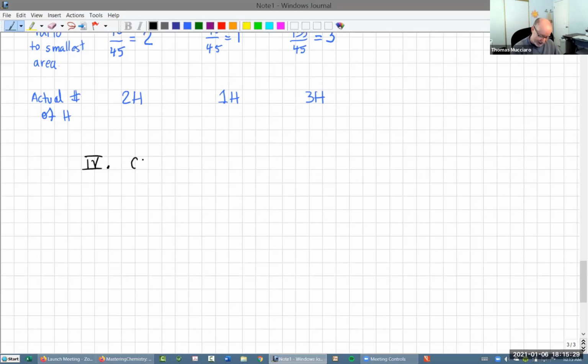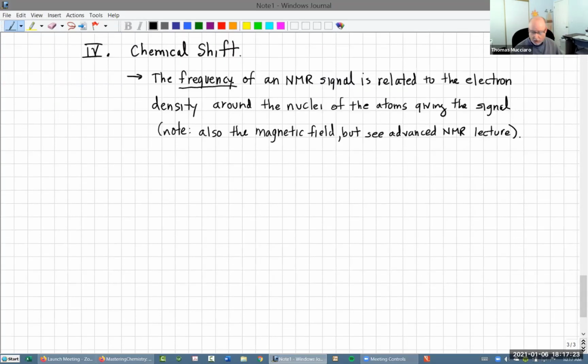Okay, next, chemical shift. We're going to talk tomorrow about how the NMR signals are actually measured, because if we understand how they're measured, we can start to understand why they behave the way they do, okay? But we don't need to know that right now. Right now, all we need to know is that the frequency, in other words, where it shows up on the NMR scale, is going to relate to the electron density.